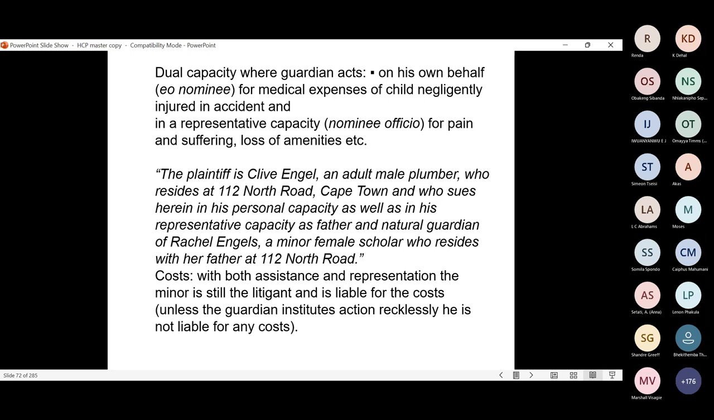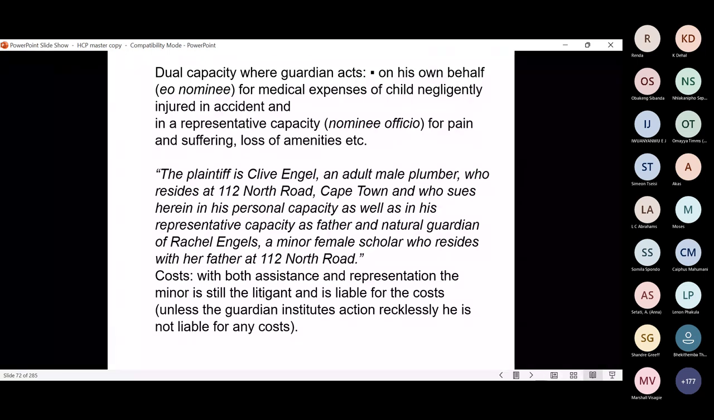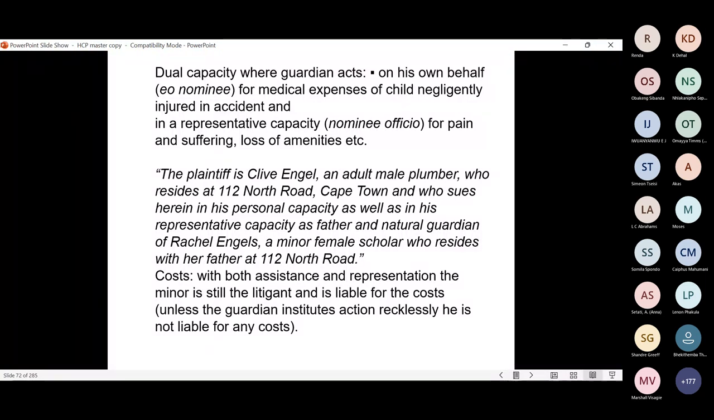Remember, I told you yesterday when we were doing officers of the court, the taxing master, I said the general rule is that the successful litigant is entitled to his or her costs. So if the minor is unsuccessful, obviously that would now be the person who would be responsible for the costs. And if it's a minor, unless it is reckless, the minor would be responsible and you would not get your costs then.